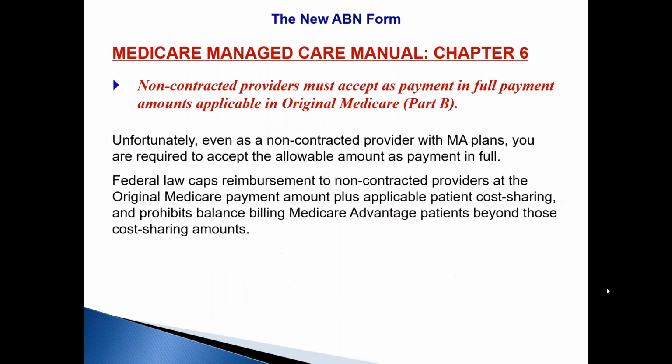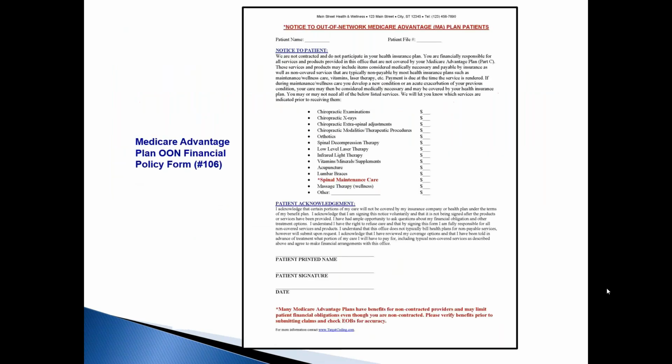Now, this is something you should be aware of. According to the Medicare Managed Care Manual, Chapter 6, even if you're non-contracted with a Medicare Advantage plan, Part C, you're supposed to accept the allowable amounts. I know that might be bad news for some of you, but again, I don't make the rules, I just explain them. And what we do is we have a form.